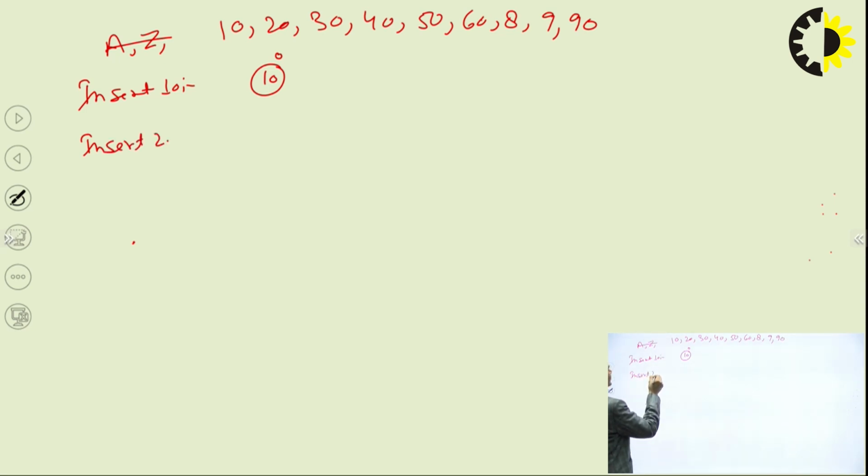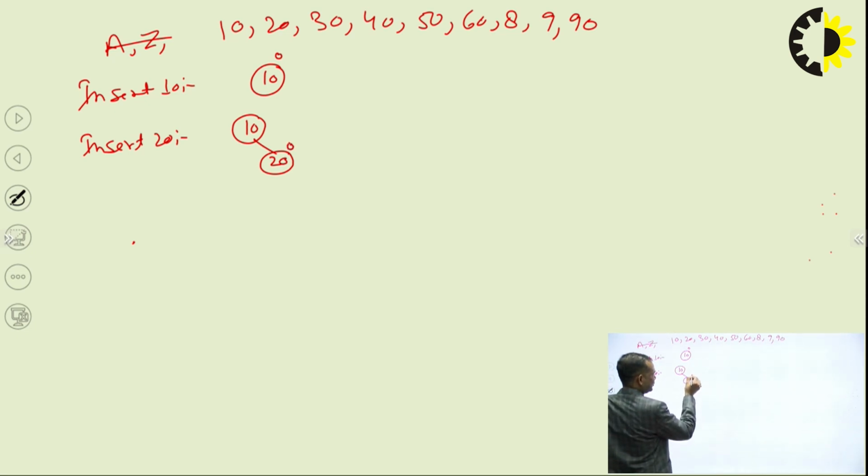Now we have to insert 20. Now we have to find out what 20 is. 20 is bigger than 10, so it will go to the right side, this side. Again we have to find out the balance factor. Balance factor of 20 is 0. 10's balance factor: left height 0, right height is 1, that is 0 - 1, that is -1. Again it is true. Now we have to insert 30.